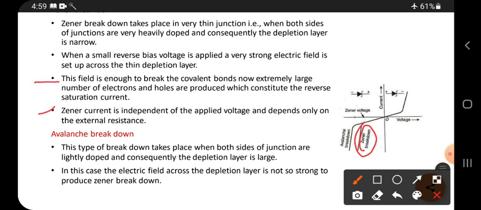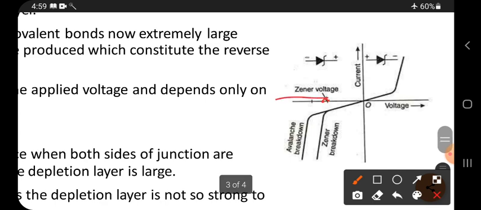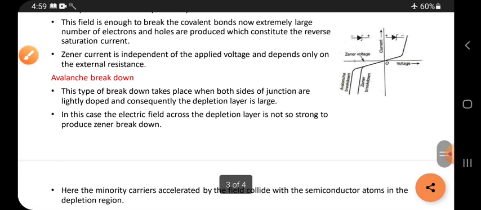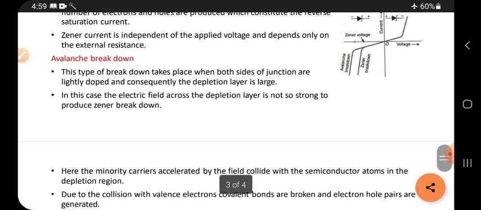Next, the Zener current is independent of applied voltage and depends only on external resistance. So up to here it depends on the voltage, and later it cannot depend. That is why it is a voltage regulator. However much voltage you apply, it takes a certain amount of voltage only; later it cannot take more than this voltage. That is Zener breakdown.